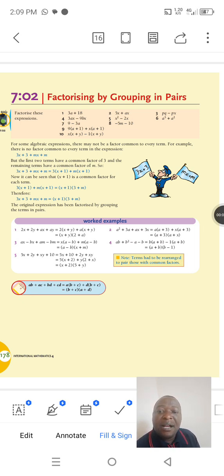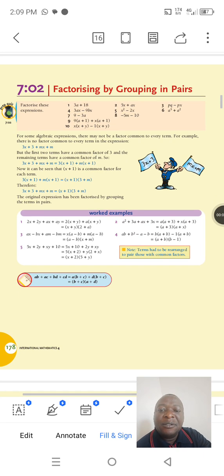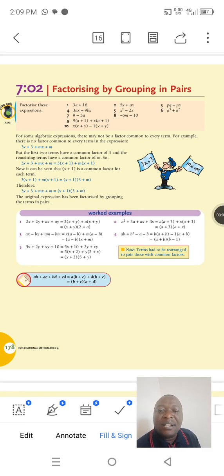There are some algebraic expressions that do not have common factors for every term. For instance, 3x plus 3 plus mx plus m, as written on the screen there. Check it. 3x plus 3 plus mx plus m. So there's nothing that you can factorize out for the four terms. So in such a situation, you can only factorize by grouping.